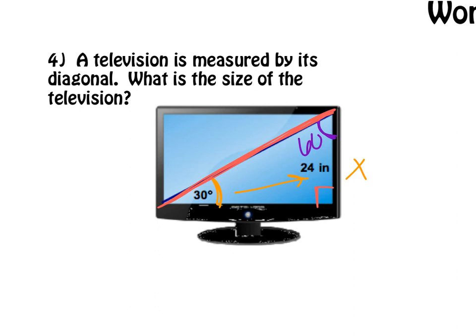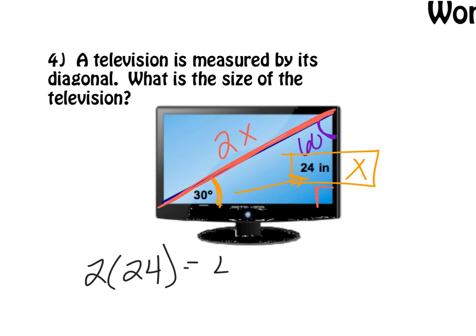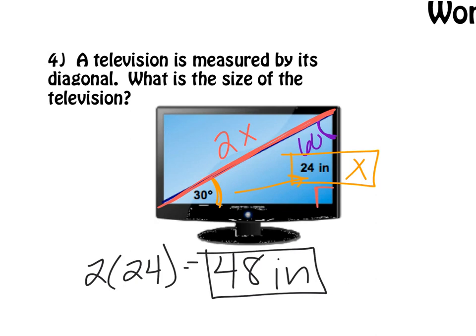Okay, and I know that the diagonal in a 30, 60, 90 triangle is 2x. And I already know what x is. X is 24. So using some substitution, 2 times 24 gives me 48 inches. So this is a 48-inch television. Okay?